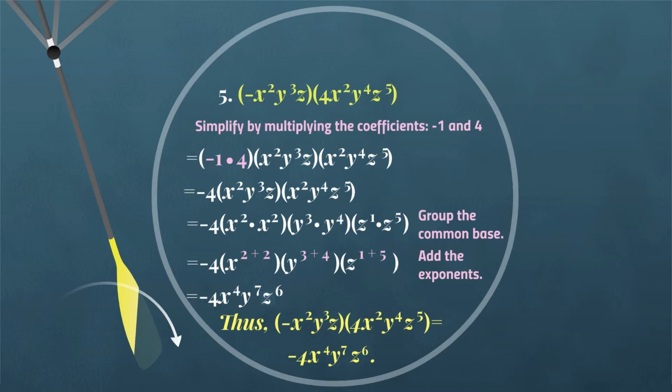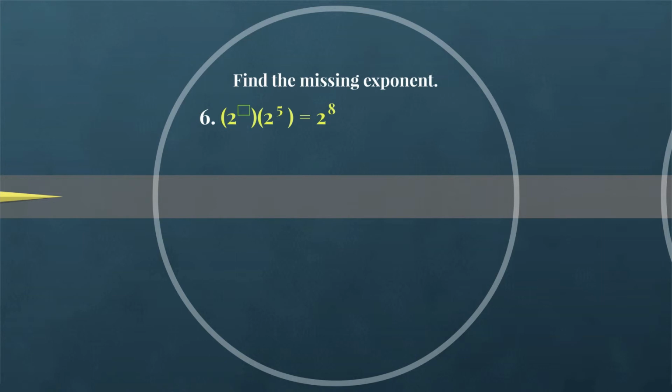We're done practicing and simplifying product of powers. This time, let's try some examples where we find the missing exponent. Let's have the first one. If we will multiply it by 2 raised to 5, what exponent should 2 have in order to be equal to 2 raised to 8?